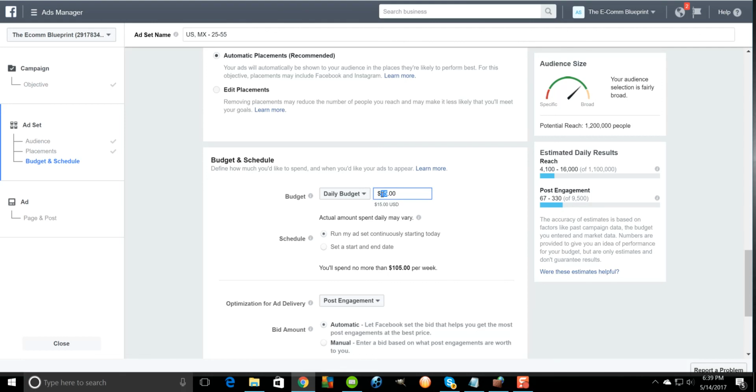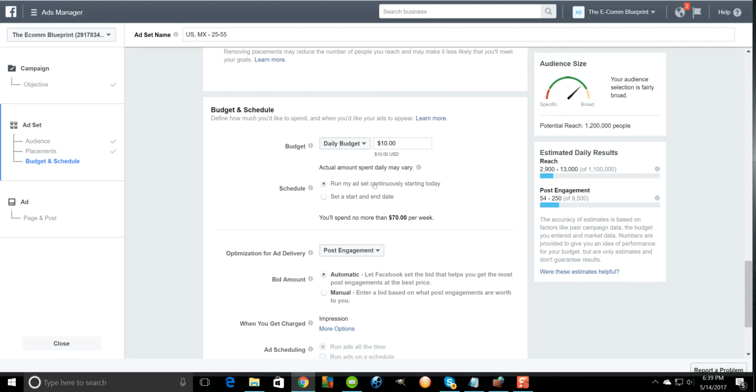So for this particular ad, I'm just going to be testing, so I'm going to only put $10 on it. I'm going to expect my ad to reach between 2,900 people and 13,000 people, and I'm going to expect to get 54 to 250 post engagements on that particular ad, okay?